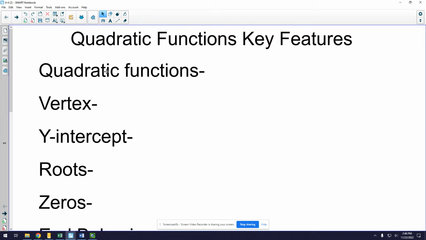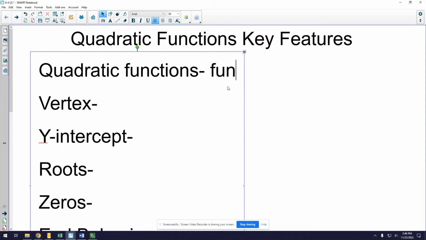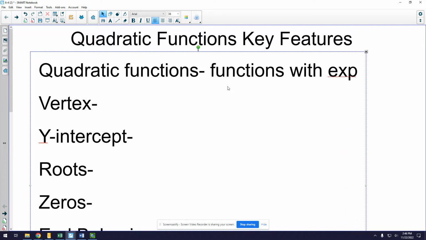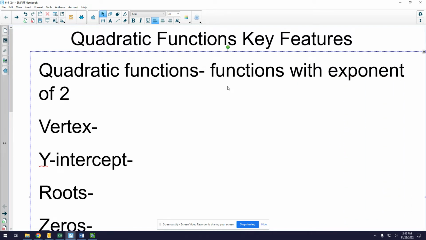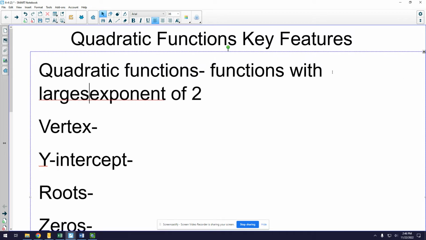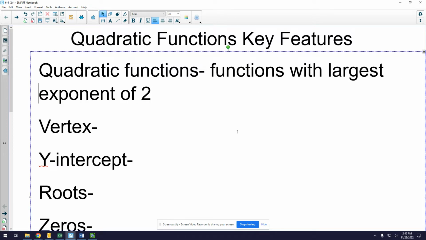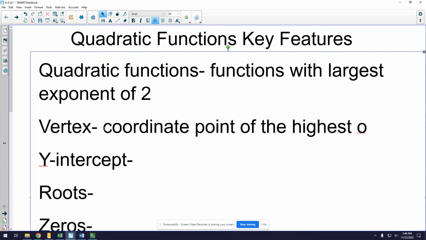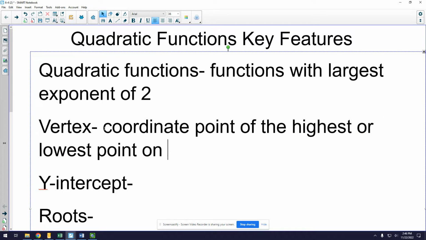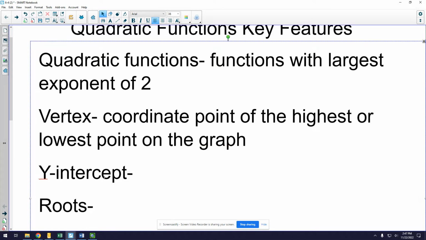So quadratic functions, definitions here. Quadratic functions are functions with largest exponent of 2. So 5x squared plus 7 is quadratic. 3x squared plus 9x minus 8 is quadratic. Largest exponent is 2. Vertex is a coordinate point of the highest or lowest point on the graph. I'll show you an example of what that looks like in a moment.